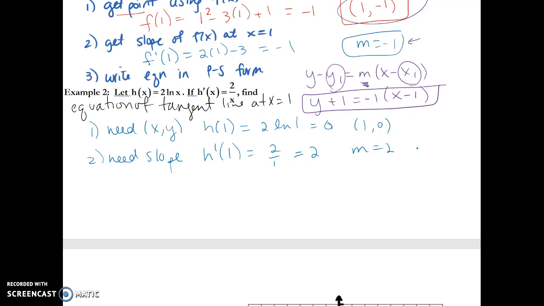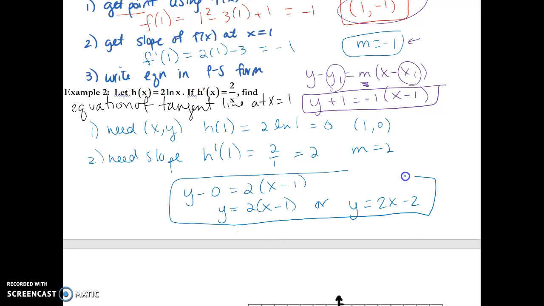And then now, lastly, I put these together. y minus y1 equals slope times x minus x1. And in this case, we can just go ahead and write it as y equals 2 quantity x minus 1. If you want to distribute, you can also write it as y equals 2x minus 2, but not necessary. All 3 of these answers would be acceptable. All right, let's go ahead and take a look at how we do the same procedure when looking at a graph.